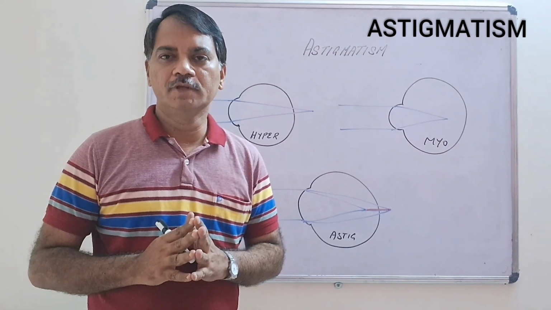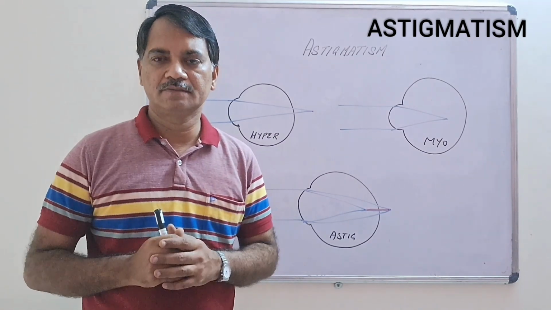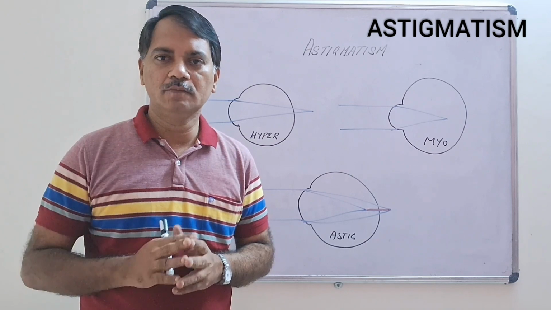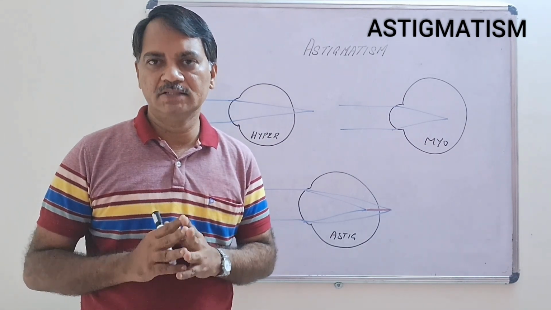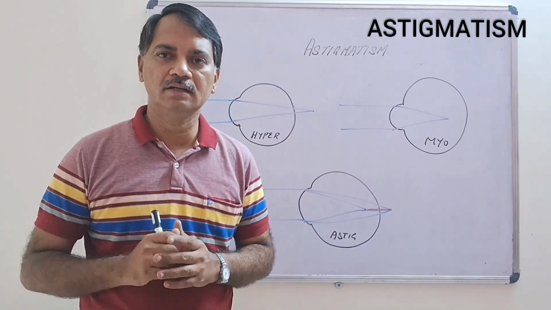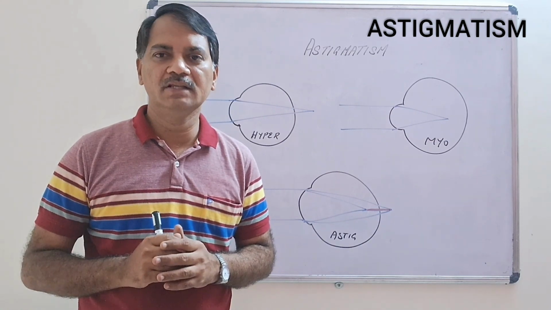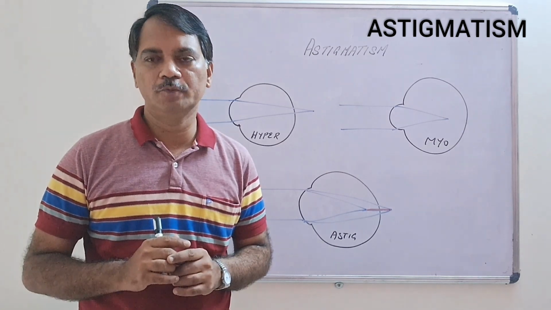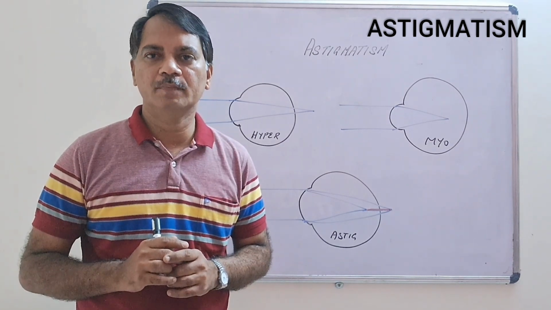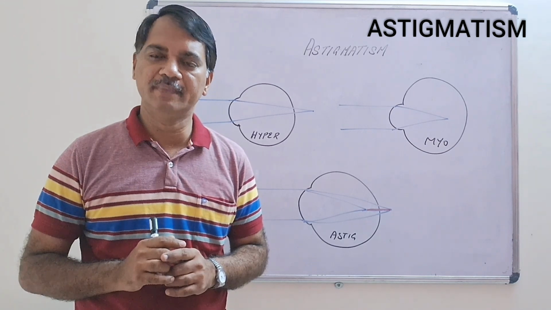Class for ophthalmology for undergraduates. Today I am going to talk about astigmatism. What is astigmatism? Before going to that, we should know what the refractive errors are. One is hypermetropia, second is myopia, third one is astigmatism.